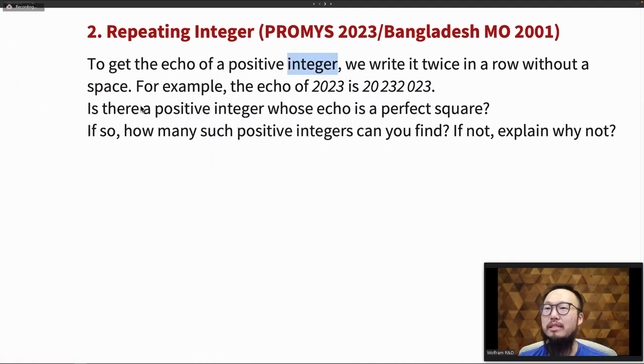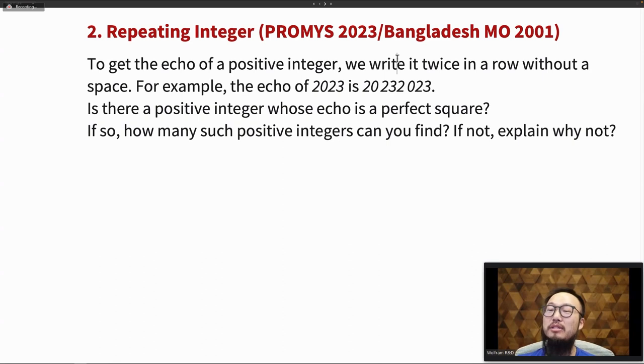Okay. So let's start with the second problem. It's a problem from PROMYS, but because the internet is so big, and social media like AoPS and even TikTok, people start to share math problems, so you easily have duplicates. If you see enough, you will probably encounter the same problem in different competitions or selections. This is a very interesting problem from PROMYS 2023 and the Bangladesh MO 2001. I saw it first on Michael Penn's channel. I think it's a fun problem.